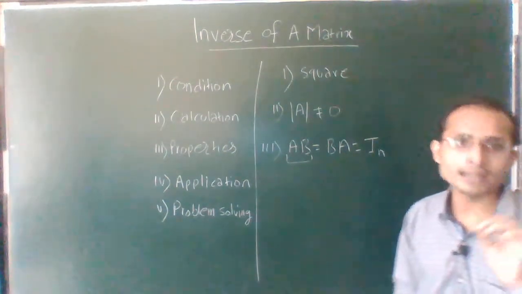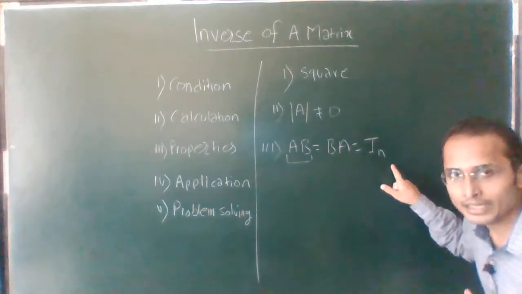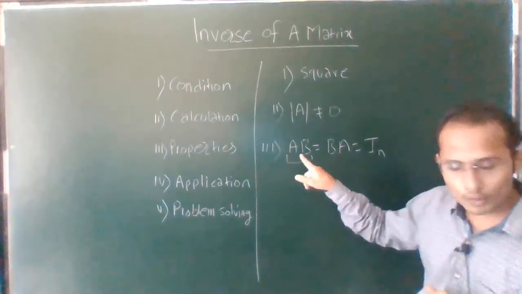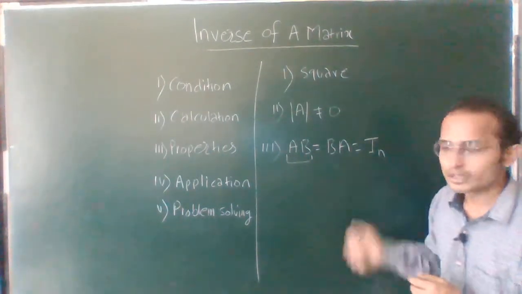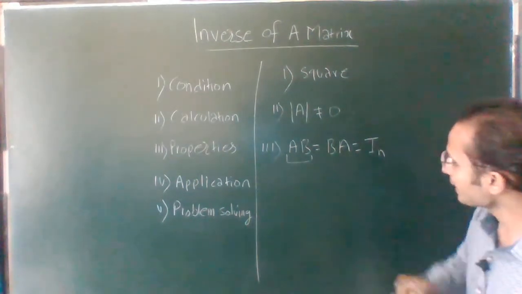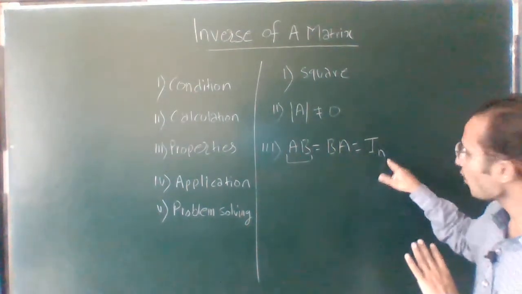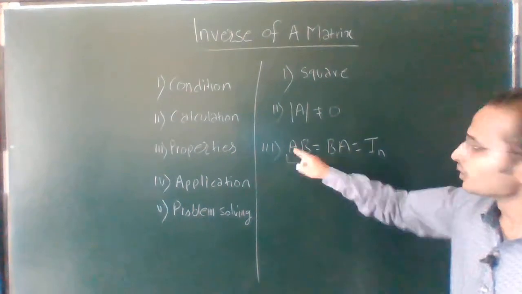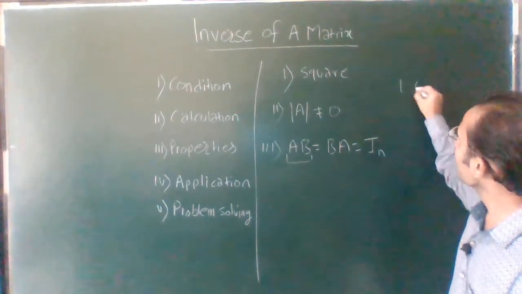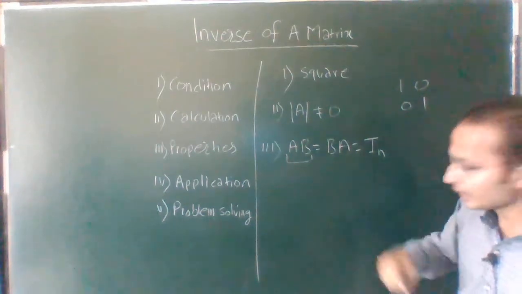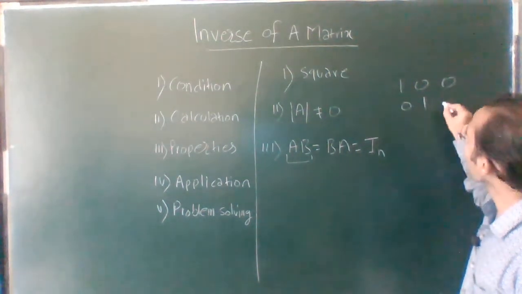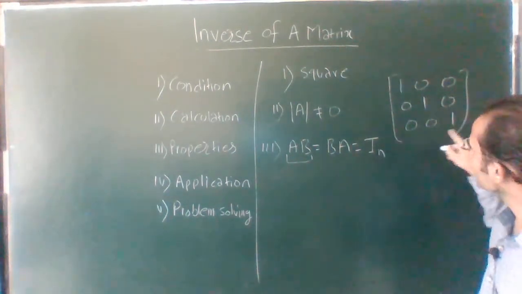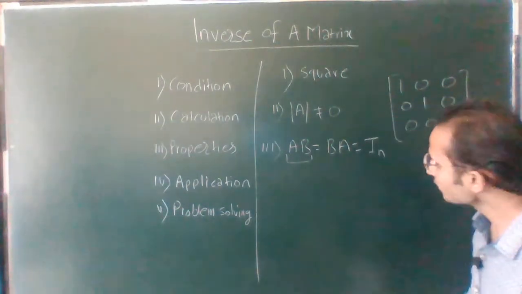Here In stands for the identity matrix of order n. The order n will depend on A and B. Whatever the order of A is, that will be the order of n, and whatever the order of B is, that will be the order of n, because A and B have the same order. Suppose the order of matrix A is 3. In that case, it will be an identity matrix of order 3: 1 0 0, 0 1 0, 0 0 1.